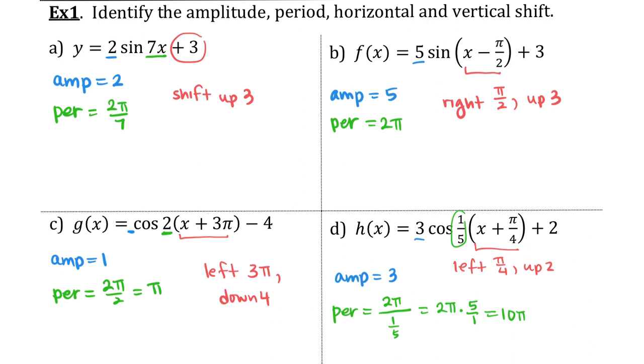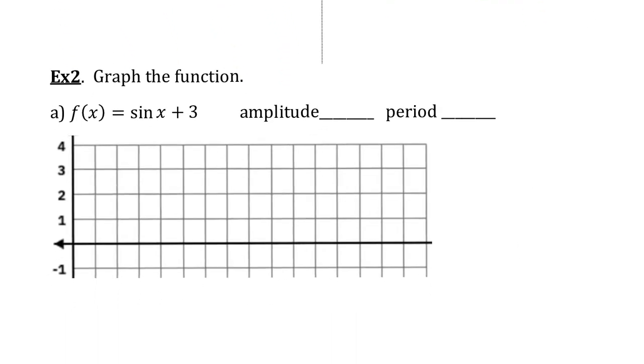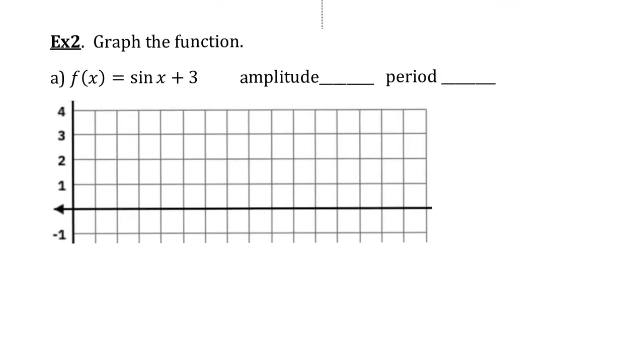Okay, now let's try to graph some. We're going to graph the function. This one doesn't look too bad. Let's identify the amplitude and period though. The amplitude is 1. The period is normal, so it's 2 pi. Is there anything else? What does that plus 3 do? It's going to go up 3. We have done vertical translations before. So I'm going to move the midline up 3 and move it up here so it's easier to graph.